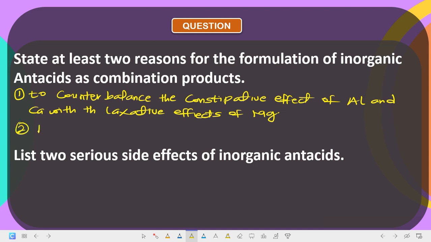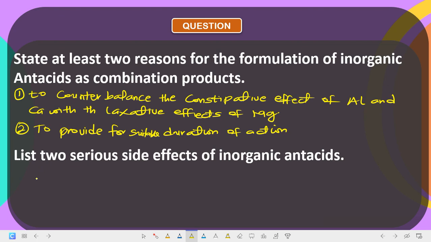And then two, to allow for long duration of action. Or if we want to state it as it is in the material, we can say to provide for suitable duration of action. I think this one makes more sense. These are the 2 reasons for the formulation of inorganic antacids as combination products.